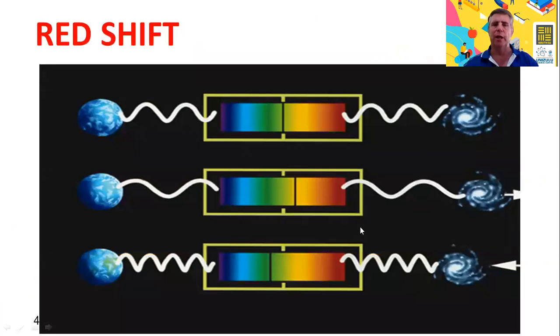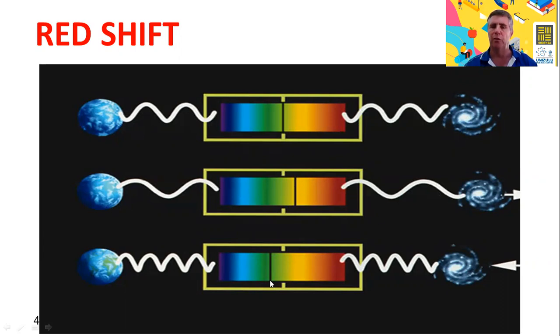So this is what it looks like in practice. We use a prism or diffraction grating to look at a spectrum. If we're looking at something like the sun, which is a fixed distance from the Earth, we get a normal spectrum from purple through to red. If we're looking at a distant galaxy which was moving away from us, the spectrum would be red shifted and we'd see a shift towards the red side.